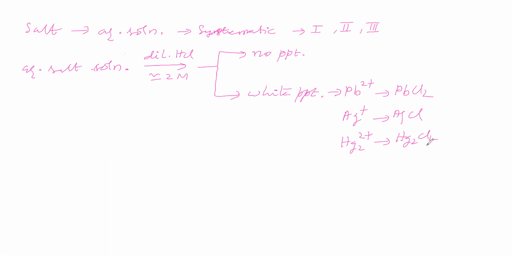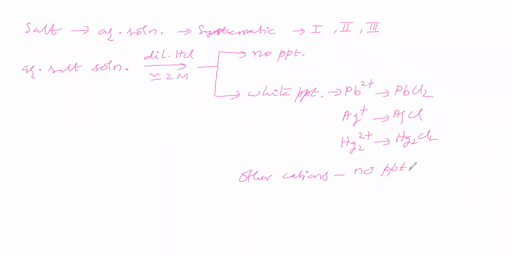Mercurous ion precipitates as mercurous chloride. Other cations do not precipitate with dilute HCl. Only three cations: lead ion Pb2+, silver ion Ag+, and mercurous ion Hg2 2+ precipitate as chlorides, as white precipitates. No precipitate is possible for the other cations.